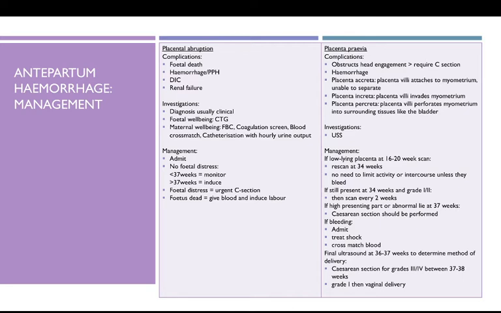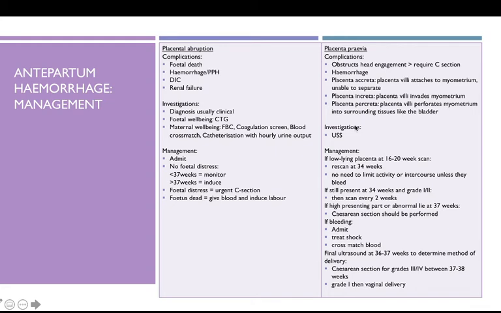You may get placenta accreta, which is where the placental villi attach to the myometrium and you're unable to separate it. This could lead to difficulties, especially when it comes to the third stage of labour in removing the placenta. It might result in needing a hysterectomy with a placenta accreta. It's quite serious. Or you can get placenta increta, which is where the placental villi invade the myometrium, or placenta percreta, which is where the placental villi perforate the myometrium into the surrounding tissues like the bladder. So it's getting more severe as you go along, each of those.